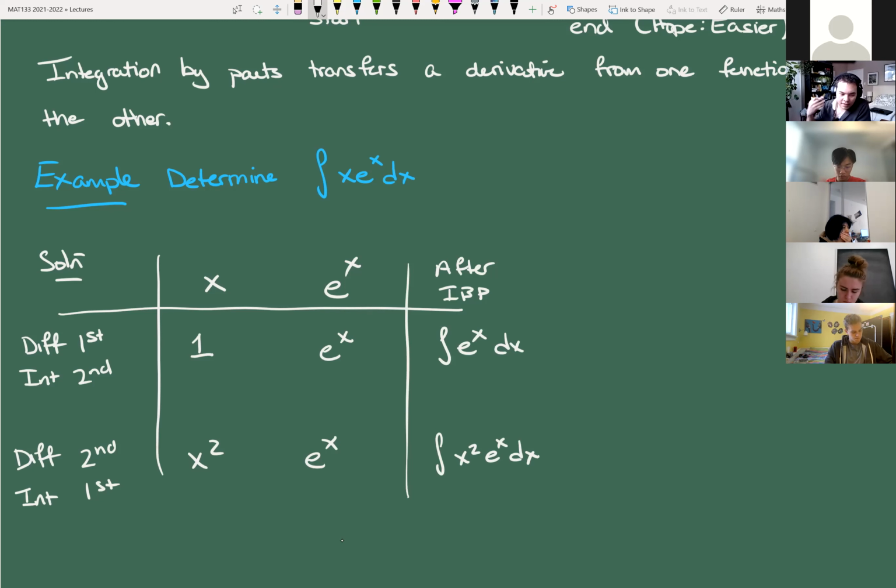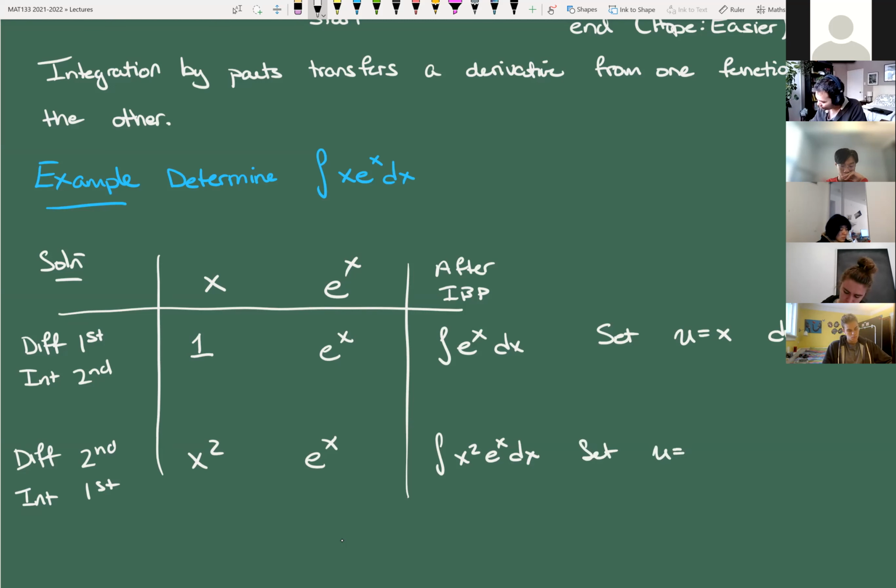If I look at this, I definitely want to do the first thing, and I don't want to do the second thing. The integral of e to the x is way better than the integral of x squared e to the x. We started with x e to the x. If I end with x squared e to the x, I've made things worse, not better. So that tells me, and again I normally just do this in my head, that I want to do the first thing. So you set u equals x and dv is e to the x dx. The thing that you differentiate is the u, because it's going to become du. The thing that you integrate is going to be dv.